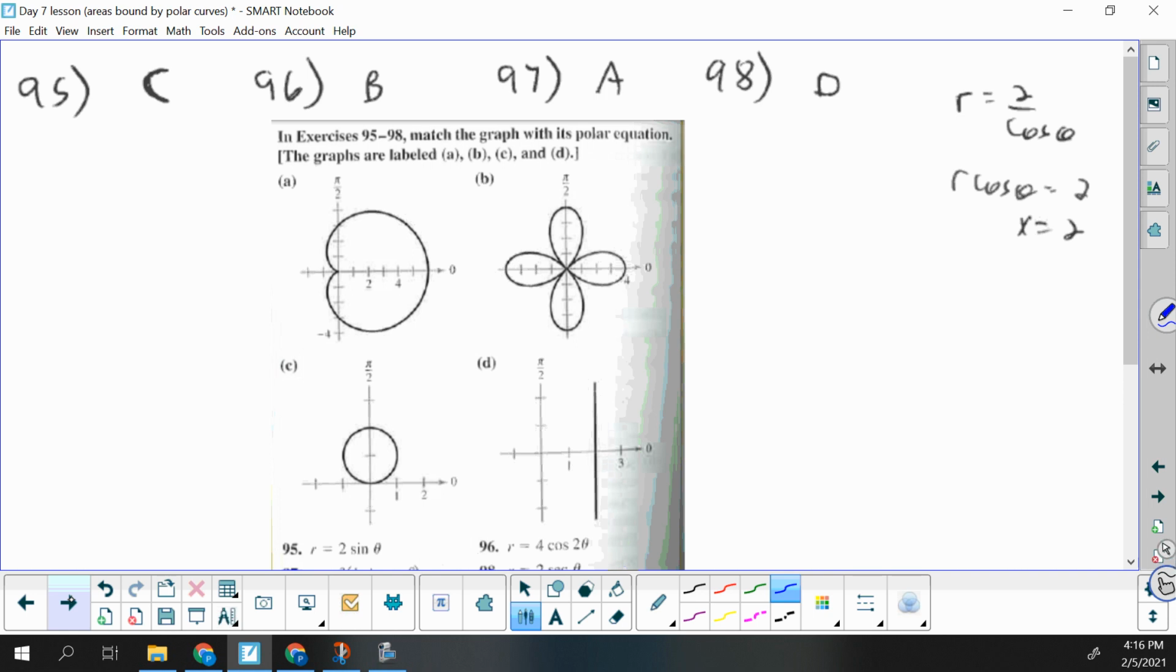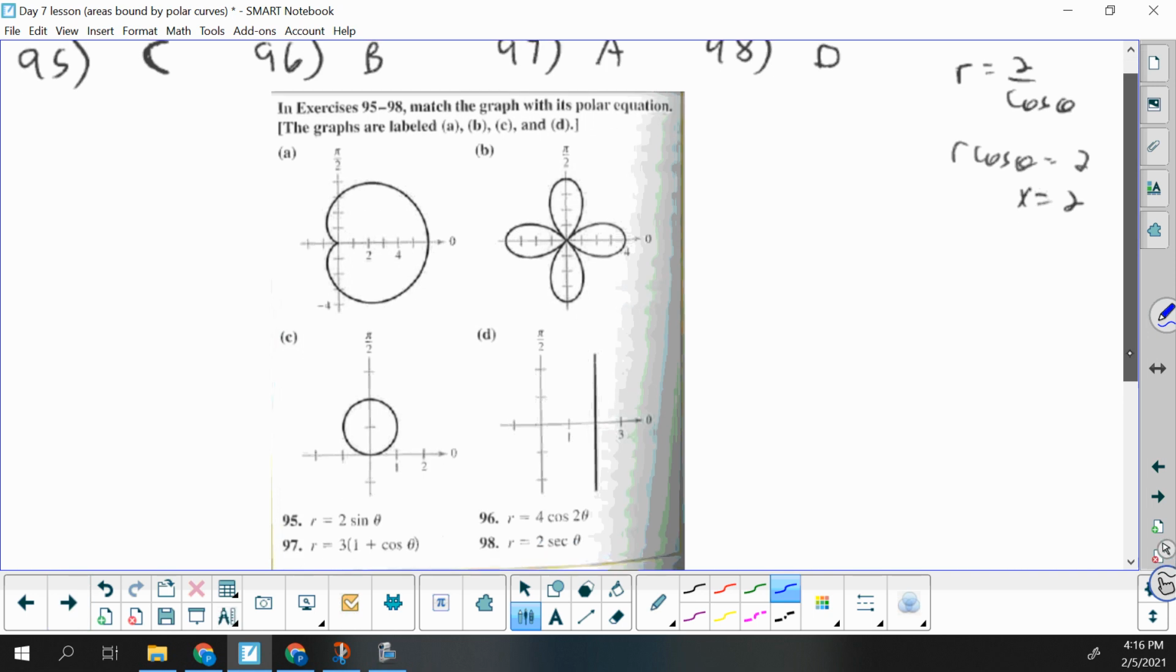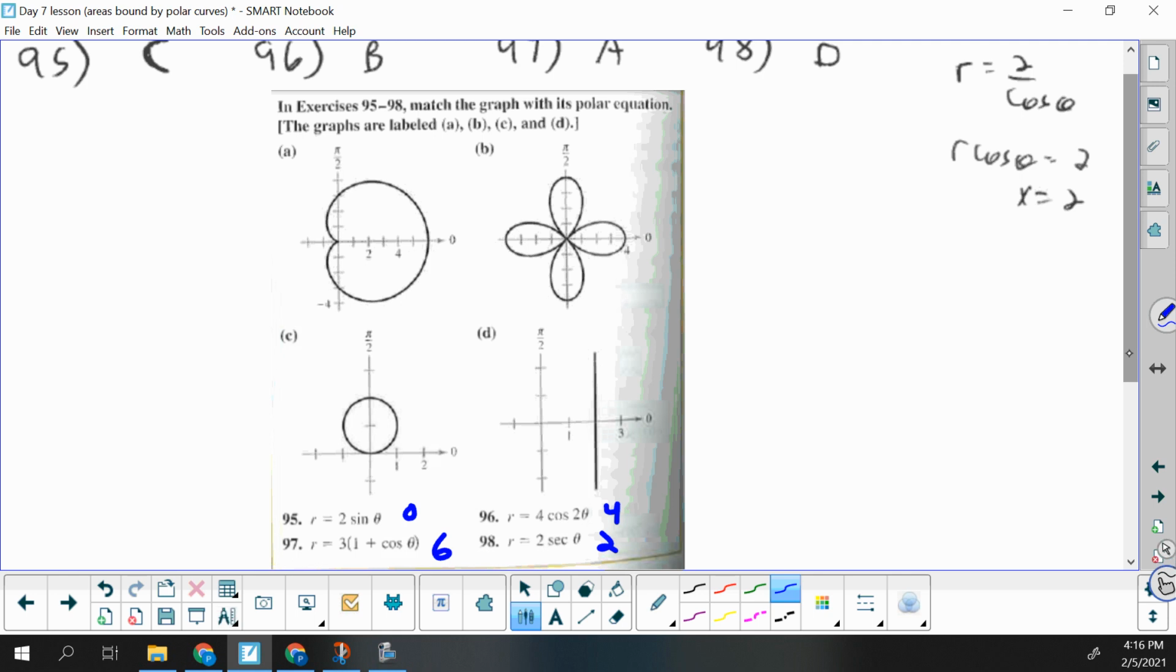And then to match up your equations, I like to always just put 0 in for theta to help match them up. So when we put 0 in for theta, this one's going to get 0. 96, it'll be cos of 0, so that one's going to give you a radius of 4. Secant of 0, well, that's the reciprocal of cos, and cos of 0 is 1, so that one's going to give us 2. And this one's going to give us 2 times 3, which is 6.